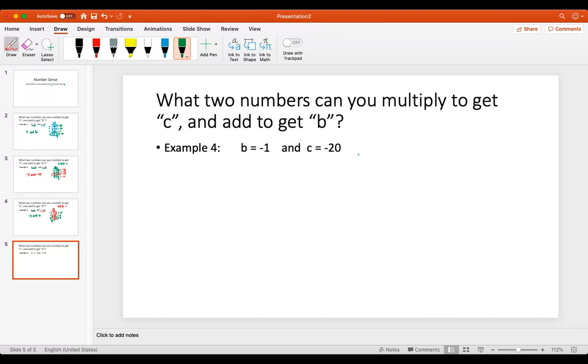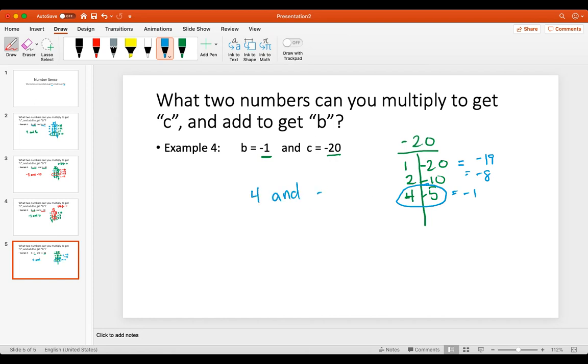My last example, it needs to multiply to get a negative 20. So we're going to list 1 and 20, 2 and 10, 3 doesn't go, 4 and 5. It multiplies to get a negative. It also adds to get a negative. So that tells me that the larger of my two numbers is going to be negative. When I add these together, this gets me a negative 19. This gets me a negative 8. This one gets me a negative 1. These are what my two numbers would be then, 4 and negative 5.